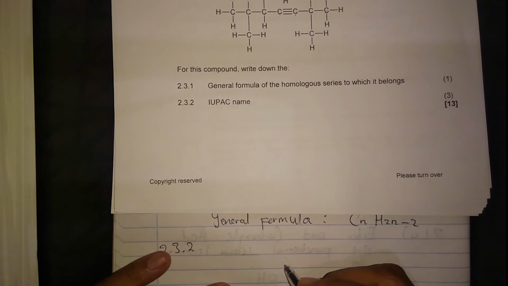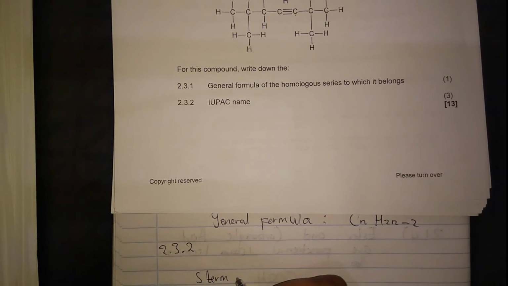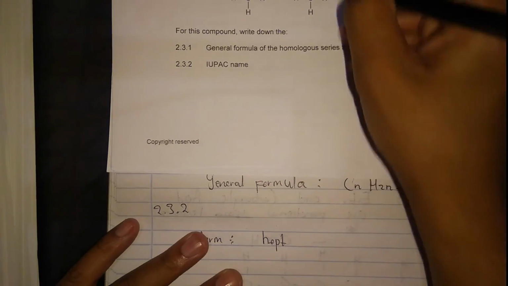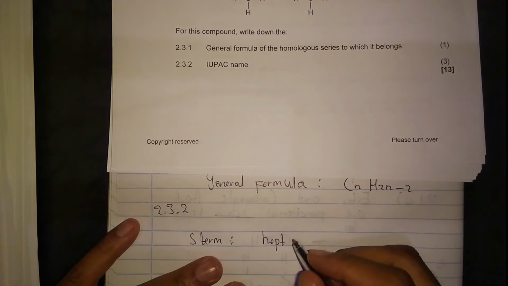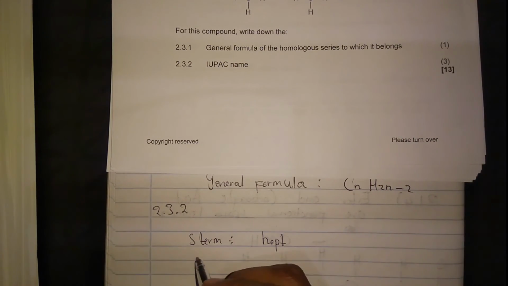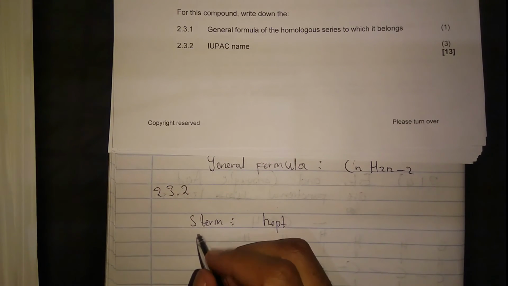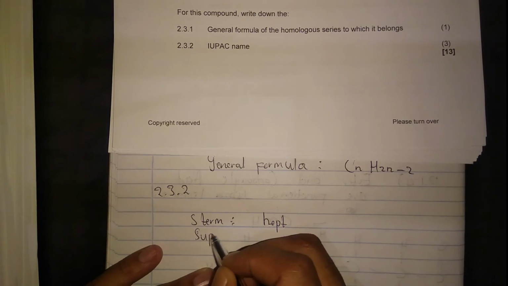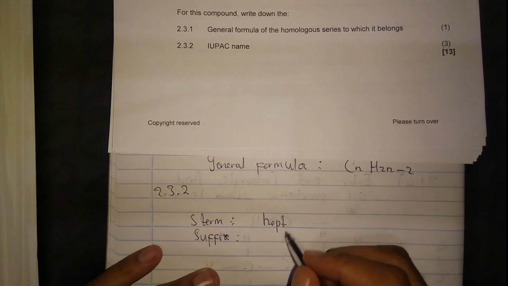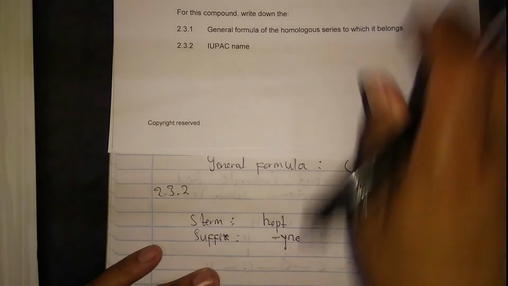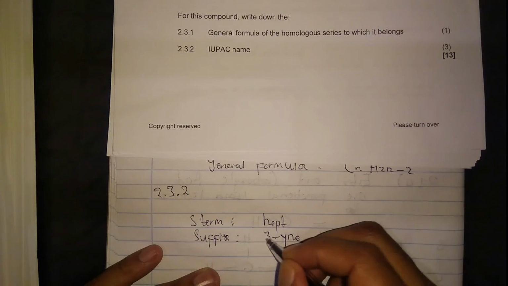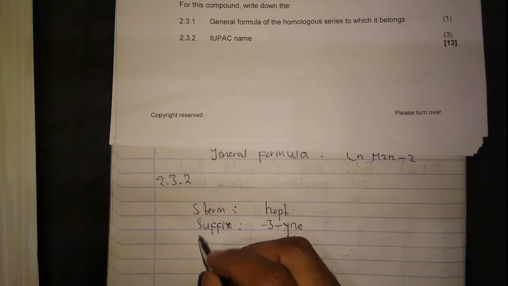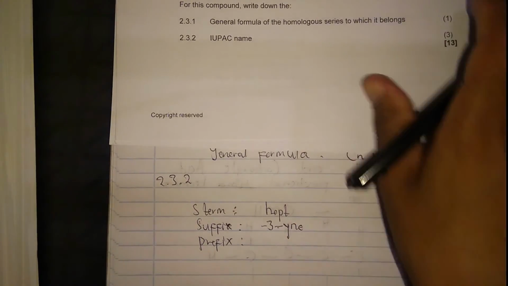So therefore our stem is hept, 1, 2, 3, 4, 5, 6, 7. The stem is hept with 7 carbon atoms, and then we have the suffix. The suffix is an alkyne, but the triple bond is found on the third carbon atom. Then we also have the prefix.